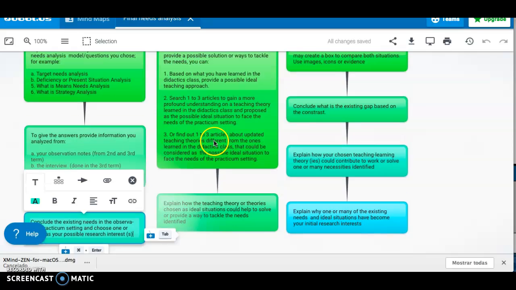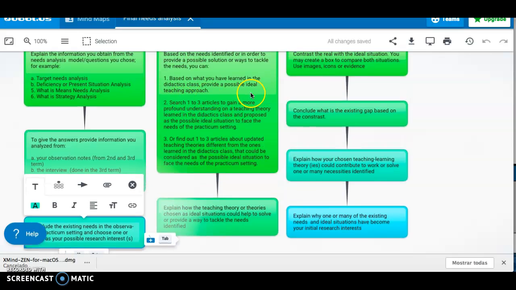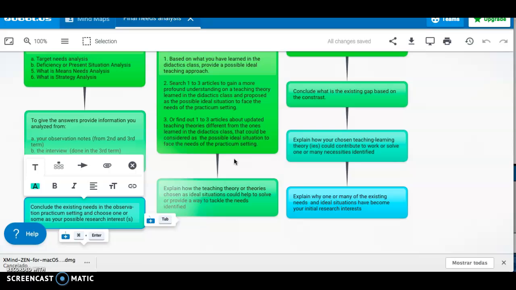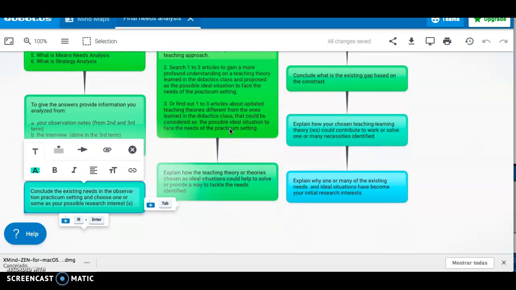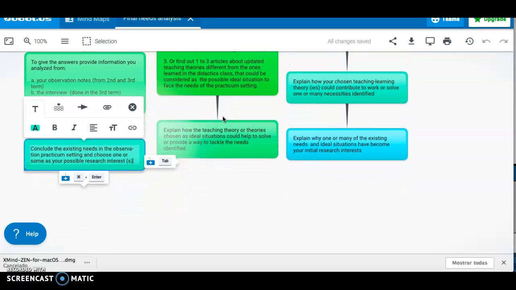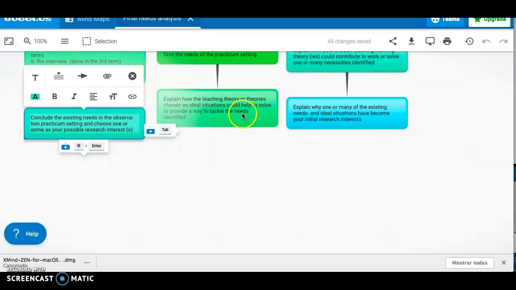Another possibility is you say no, none of the teaching learning methods from didactics is useful for this context. So in this second option you think about keywords that can give you ideas about a different kind of ideal situation, and you look for one to three articles that provide information about more updated teaching learning theories. And then you explain how those theories could be a possible ideal situation for that necessity identified in the first question.